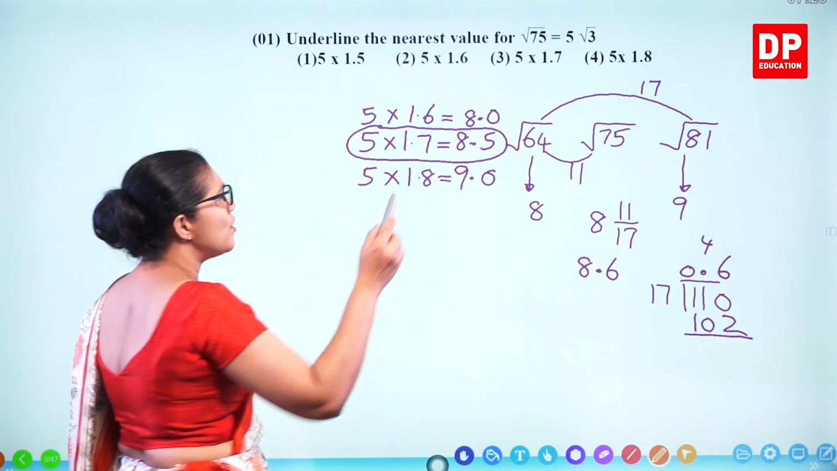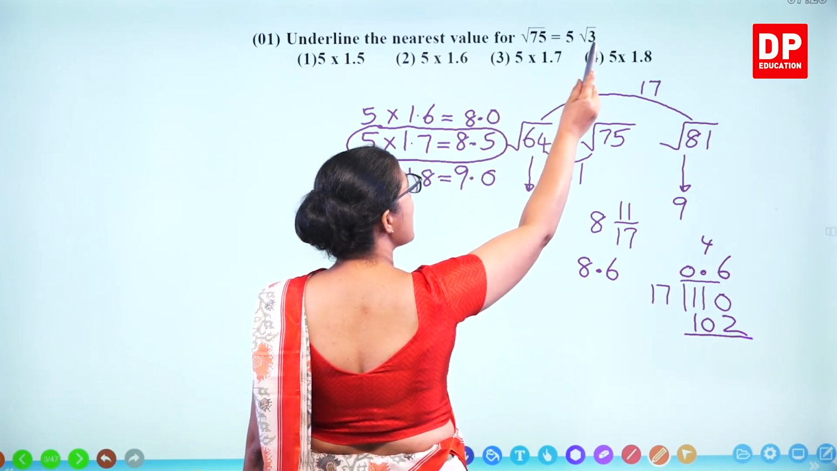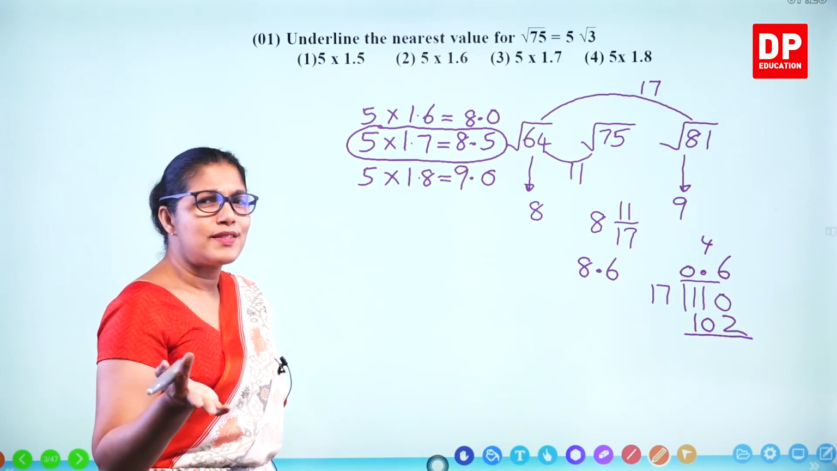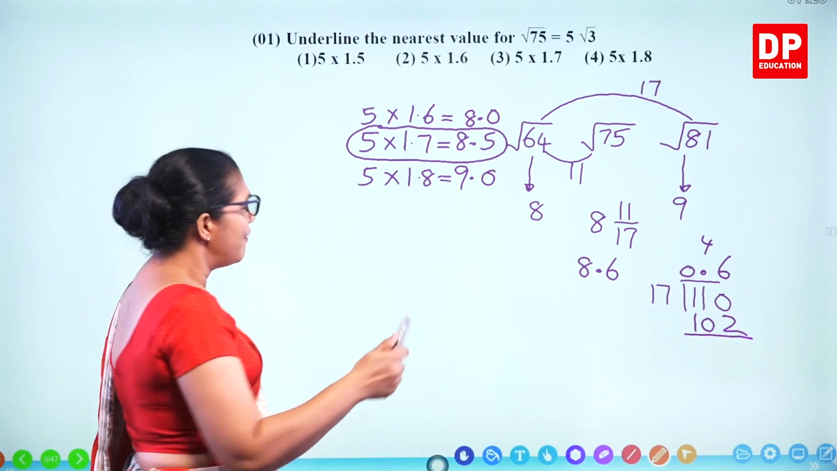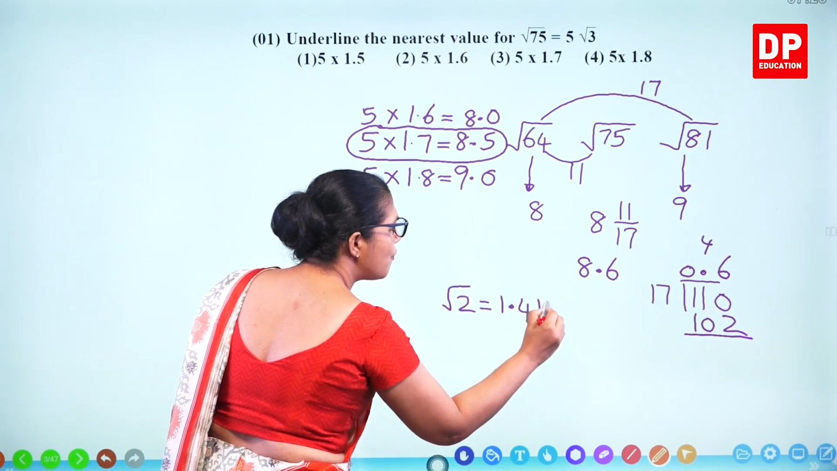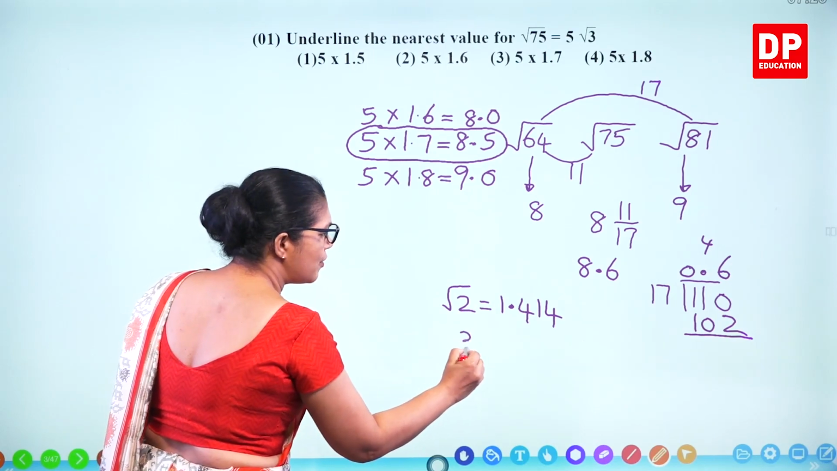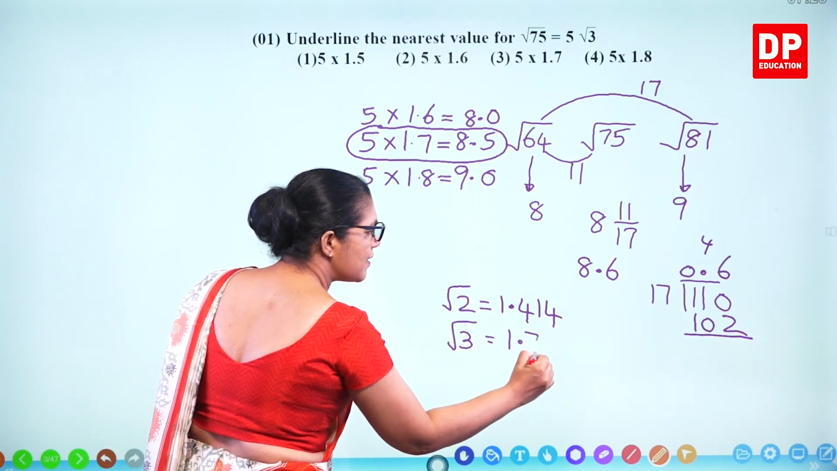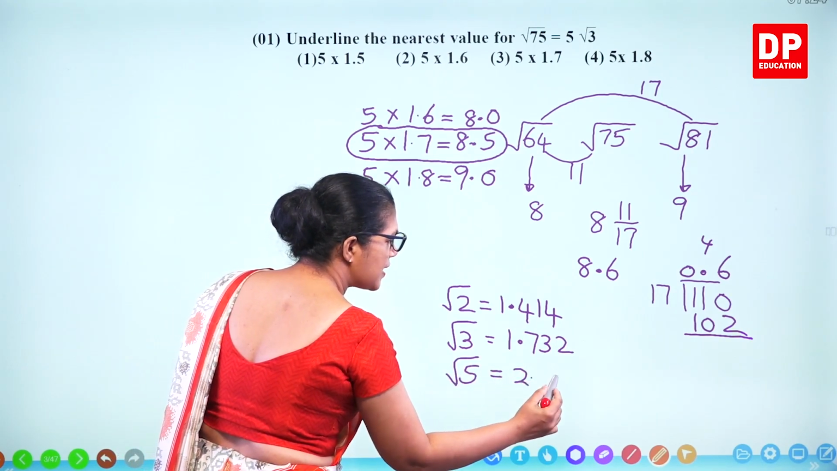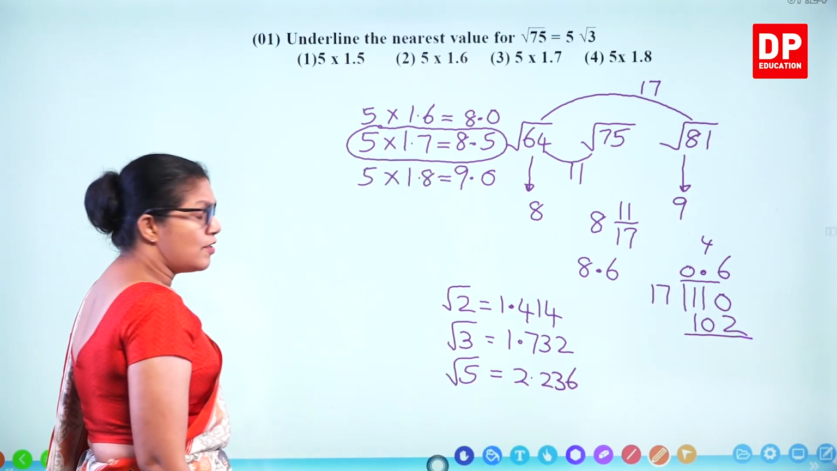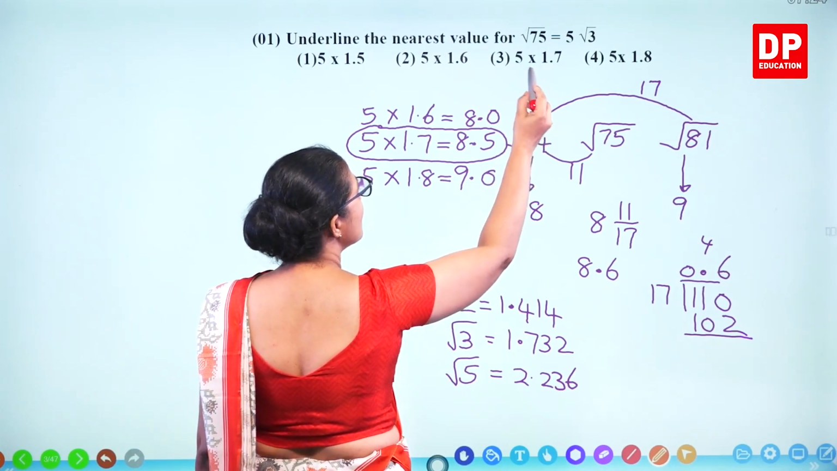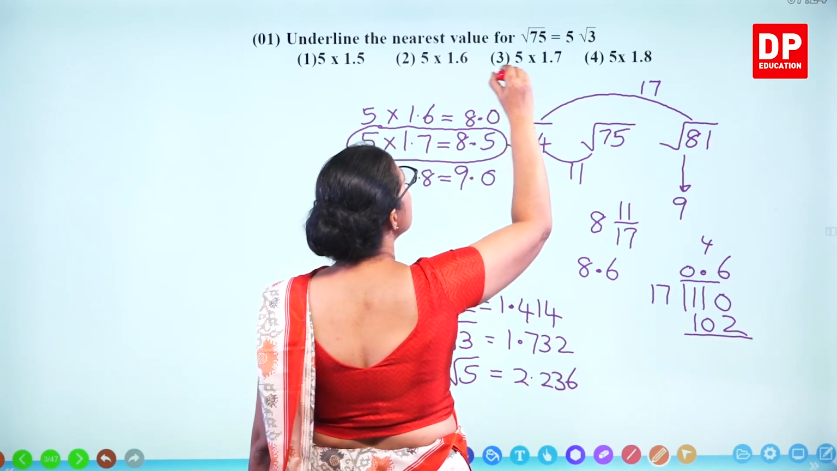Can you remember these values? This is 5 times root 3. Can you remember the root 3 value? If you know those surd values, it's easy. So what's root 2? 1.414. Remember that. Root 3 is 1.732. Root 5 is 2.236. If you know these surd values, you can easily see this is 1.7. So you can underline this answer.